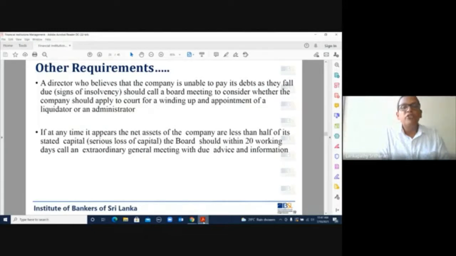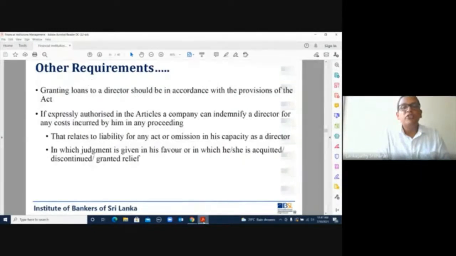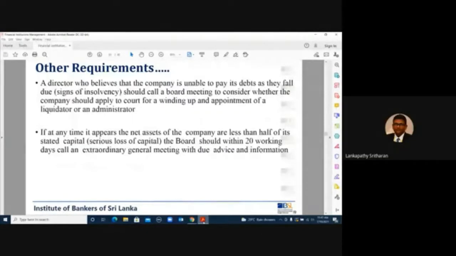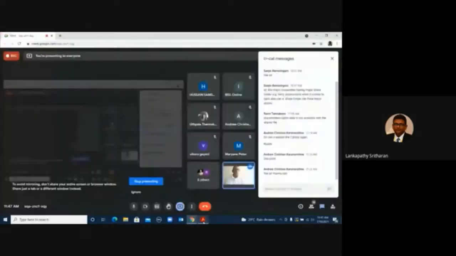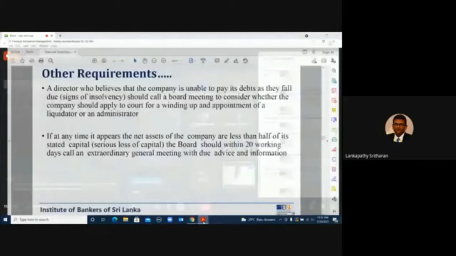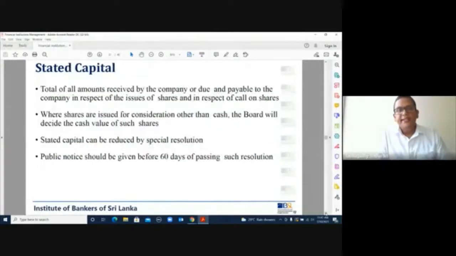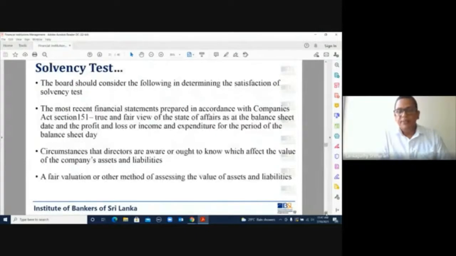Before moving to the stated capital, I have just read these sections because these are in the Act and they are very straightforward things. If you have any questions or if you want to clarify anything, you can ask me. Otherwise, I will move to the other sections. Okay, then I'll move into the stated capital.